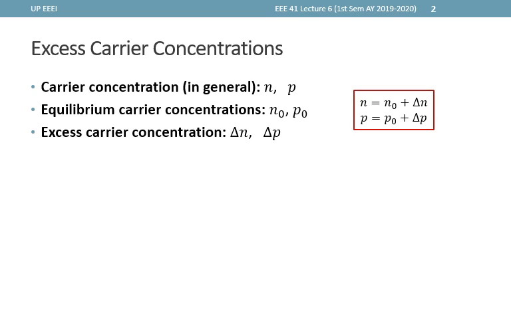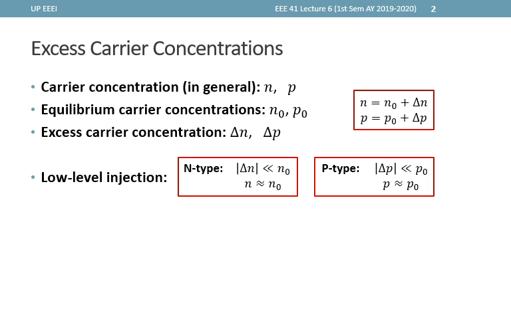The equation that ties all these variables up is this: N is equal to N naught plus delta N, which means that the electron concentration in a material is simply the sum of the equilibrium carrier concentration plus any excess carrier concentration. For P, we have P is equal to P naught plus delta P.